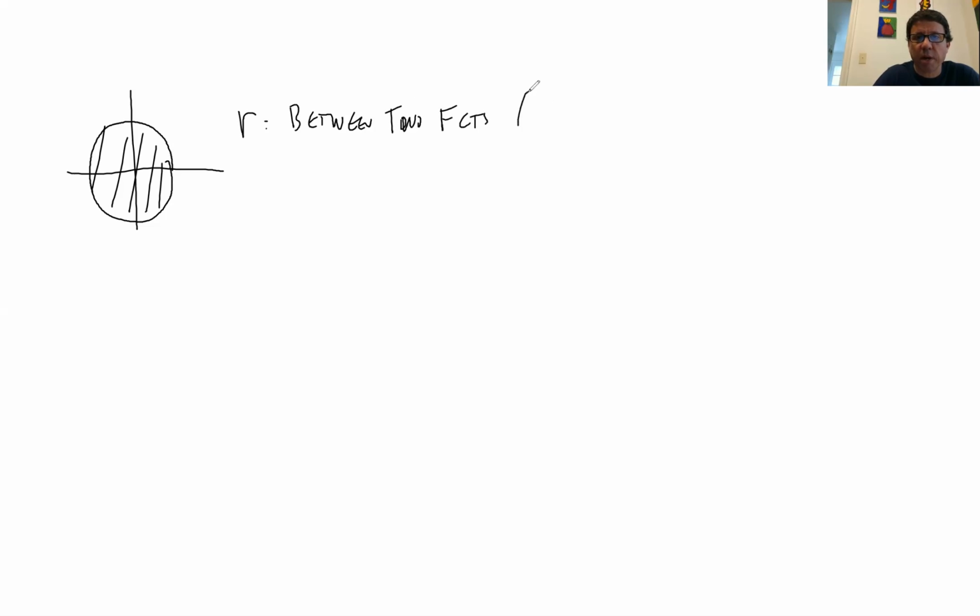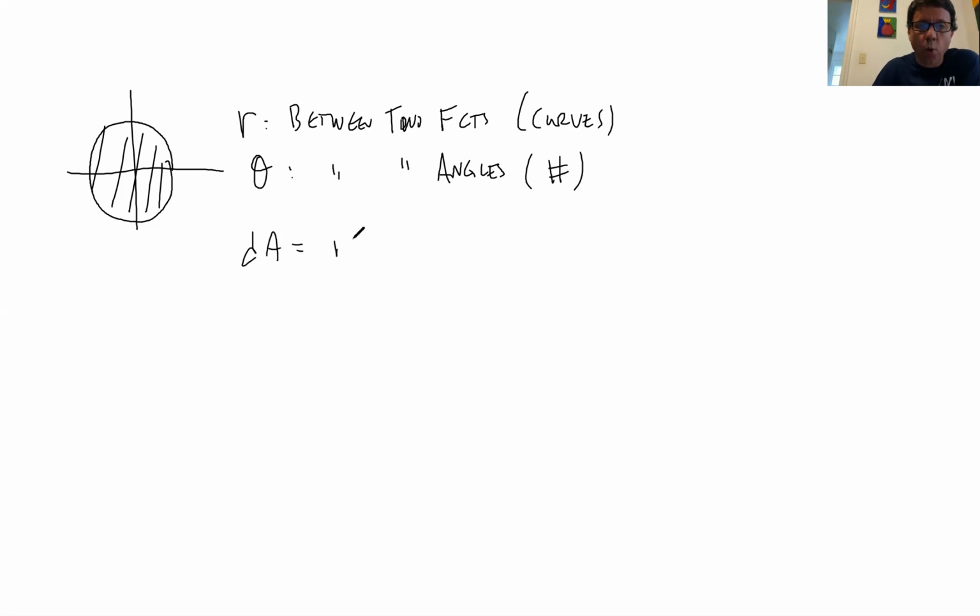This is like my curves, and theta is going to be between two numbers, two angles. So that's like my number. I'm pretty sure I'm never going to do R d theta dr. So again, my dA is always going to be in this order: R, and then I do curves for R, and then I do d theta as angles.